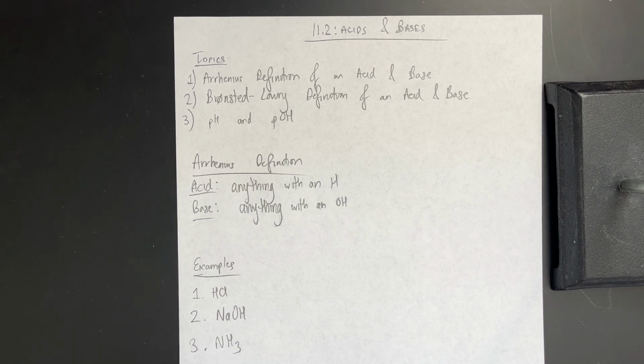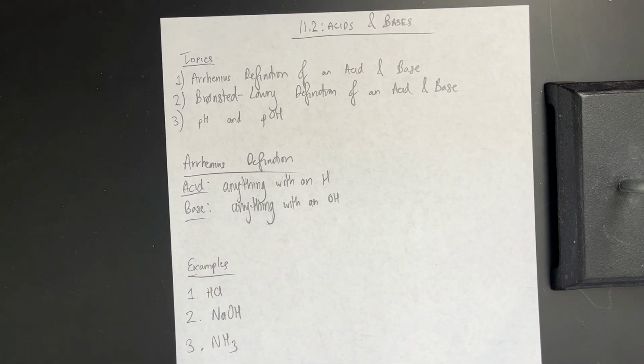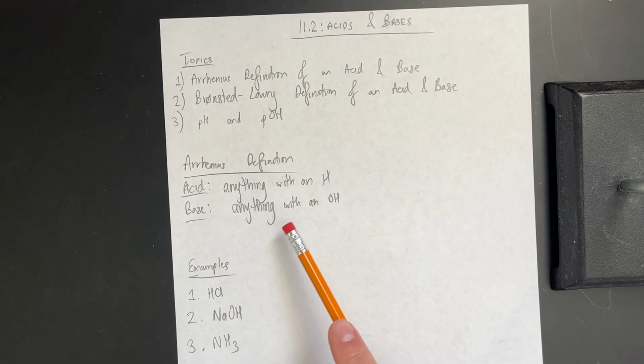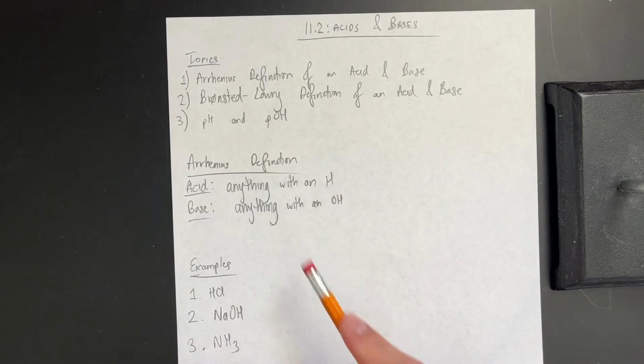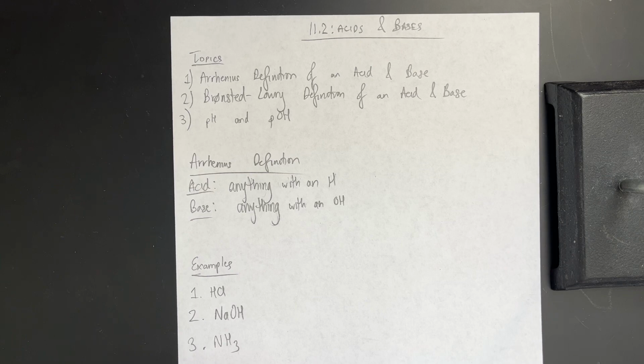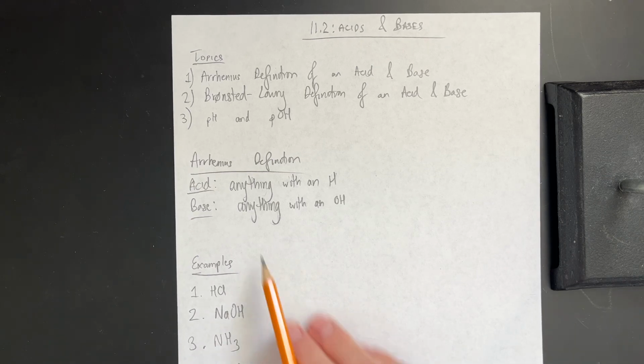What Arrhenius noticed is that the things that were sour, that turned litmus paper red, that destroyed things, all of them had an H in their chemical compound. Whereas the things that were bitter, that also destroyed things, that turned litmus paper blue, all of them had an OH in them. And so Arrhenius created this definition that an acid is anything with an H, and a base is anything with an OH. And this was a pretty good example. It gave us two kind of boxes that we could put stuff into, and it got us started.